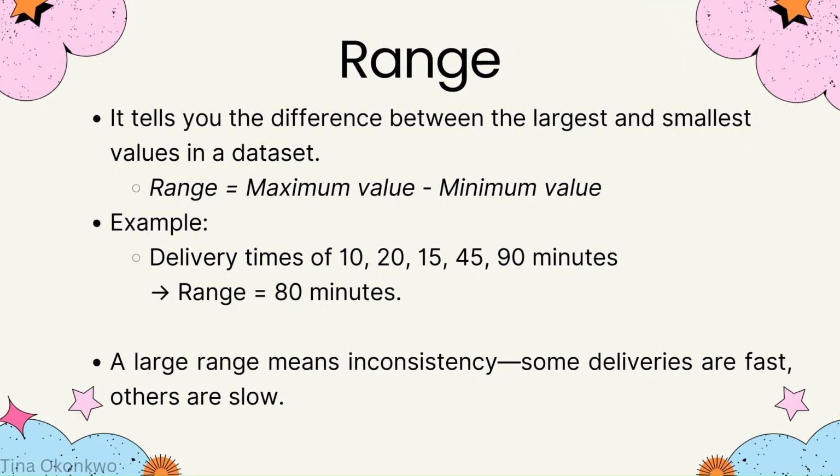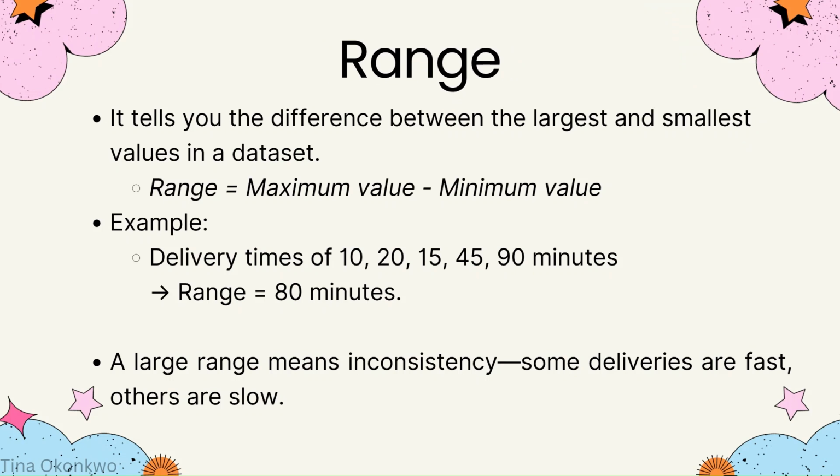Here's how it works. You take the fastest delivery time and subtract it from the slowest. If your delivery times are 10 minutes, 20 minutes, 15 minutes, 45 minutes, and 90 minutes, the fastest delivery is 10 minutes and the slowest is 90 minutes. The range is 90 minus 10, which is 80 minutes.